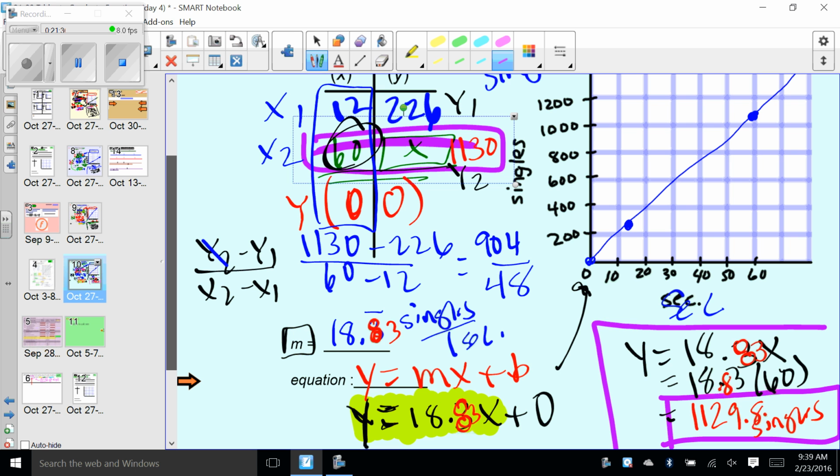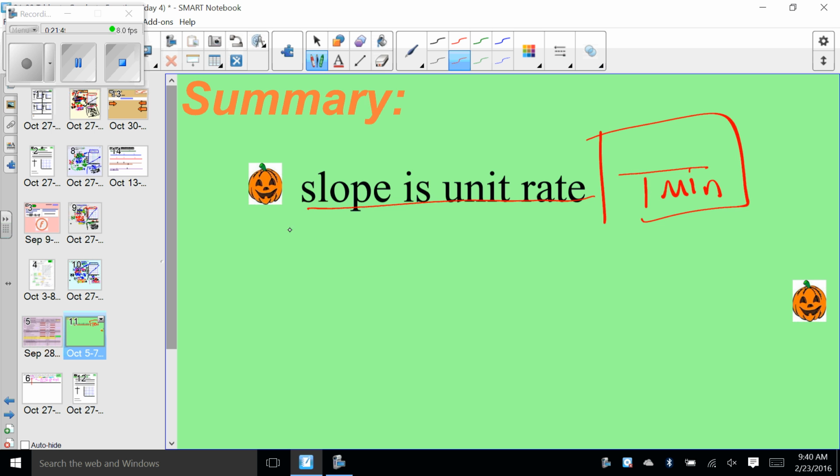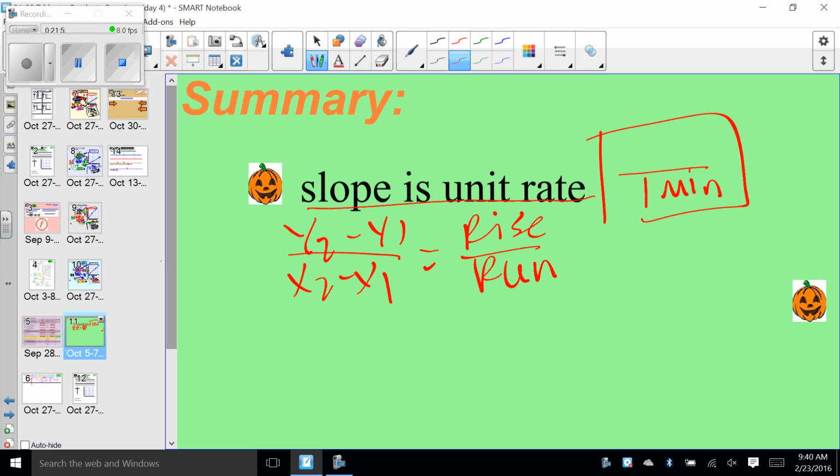So that's our work today. We're talking about table, graph, equation. I know this is a super long lesson. I apologize for that. We just had a lot of stuff to get through. Remember that slope is a unit rate. It means that we'd have a 1 in the bottom. That's important. You can also do y2 minus y1, which I did on every problem today, or you can run it. They're all the same.